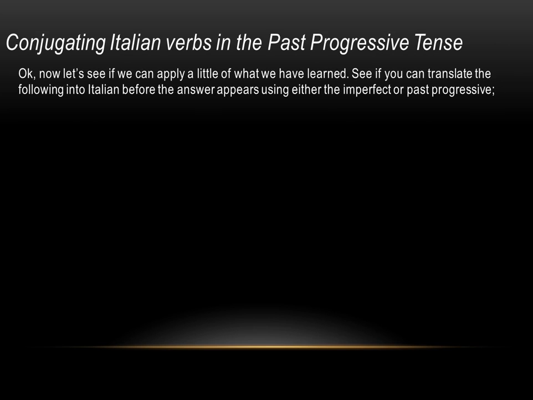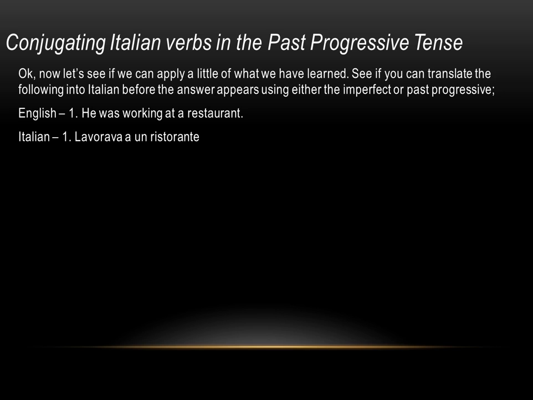Okay, now let's see if we can apply a little of what we have learned. See if you can translate the following into Italian before the answer appears, using either the imperfect or the past progressive. English: He was working at a restaurant. Lavorava a un ristorante. We chose the imperfect because there's no specific time.